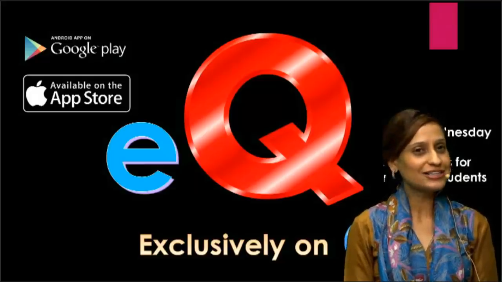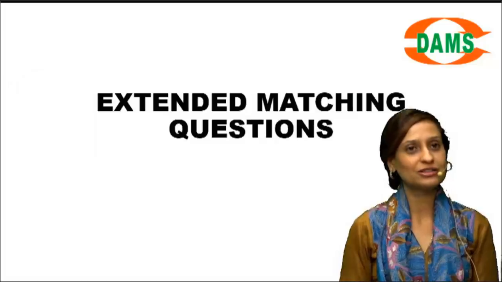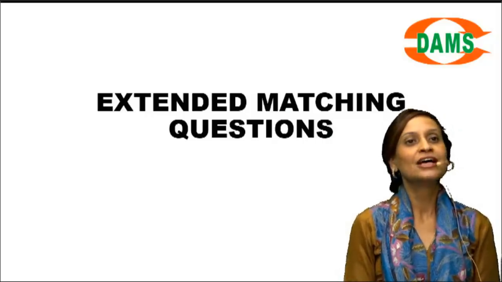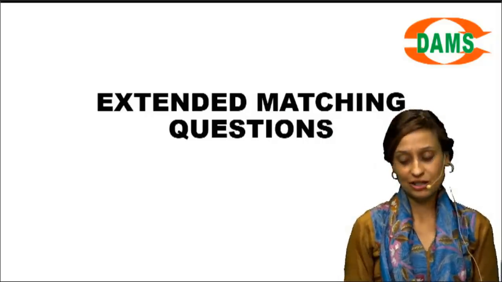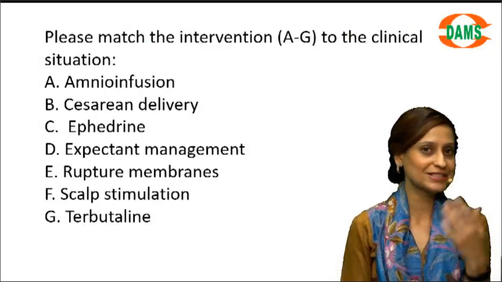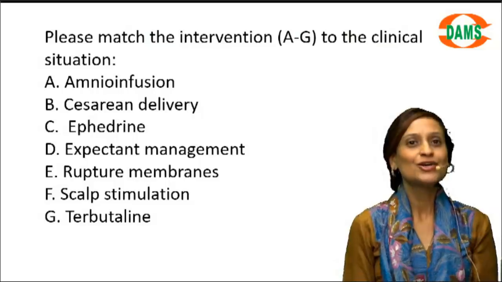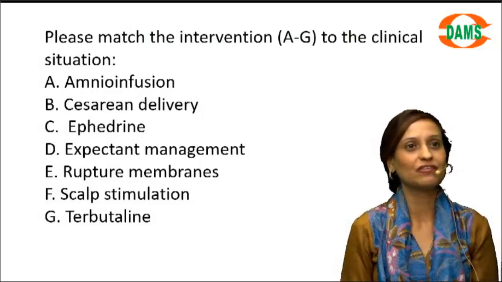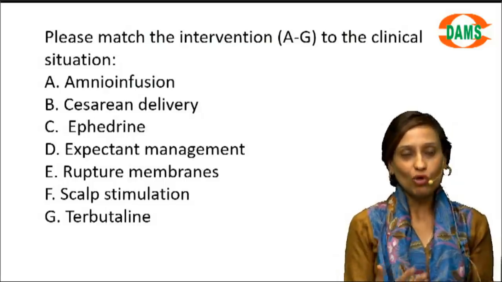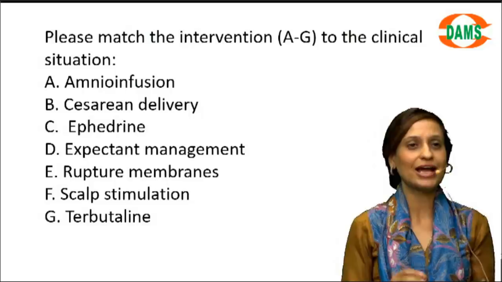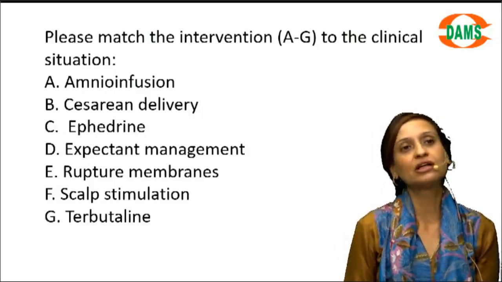So I decided to do a new pattern of AIIMS MCQ which is called extended matching questions, right? And the extended matching questions usually have a long sequence of options. For example, this is how the question starts. So please match the intervention A to G to the clinical situation given below, right? So we have more than 4 options. So it's a long list of options which is provided to us, following which we are given clinical scenarios.